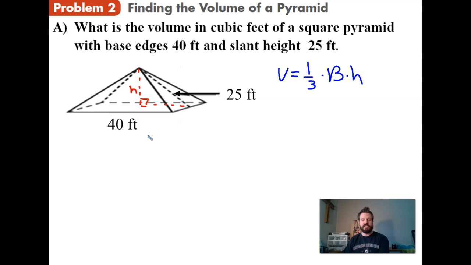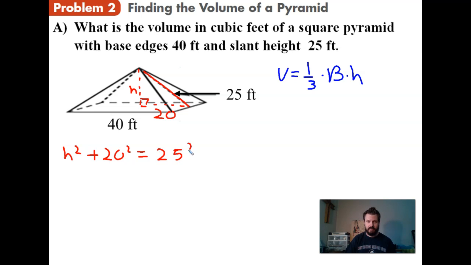Okay, to do that, just like we did in our surface area section, I can set up Pythagorean theorem, where I have a triangle with a hypotenuse of 25. I have a side length of, if I take this 40 divided by 2, that gives me 20. And then a height of h. And I can say h squared plus 20 squared is equal to the hypotenuse squared, 25 squared.